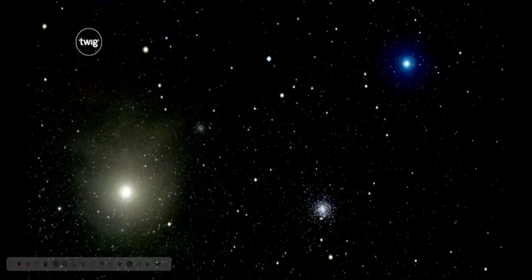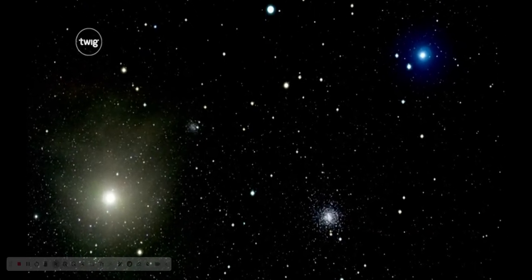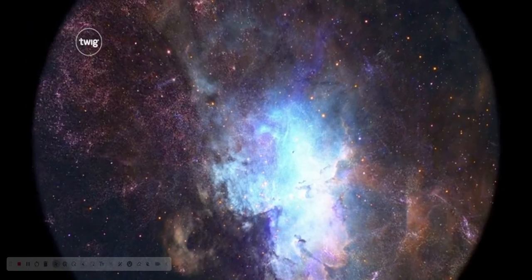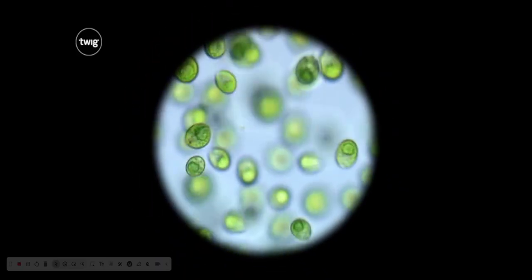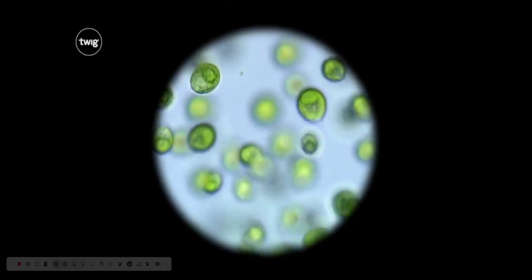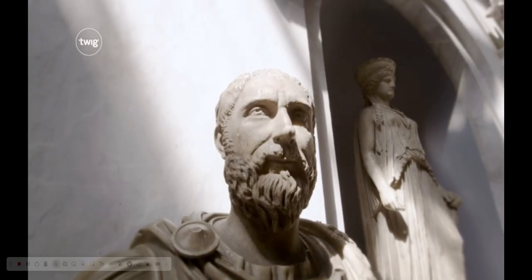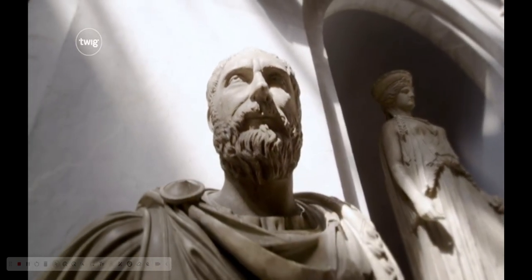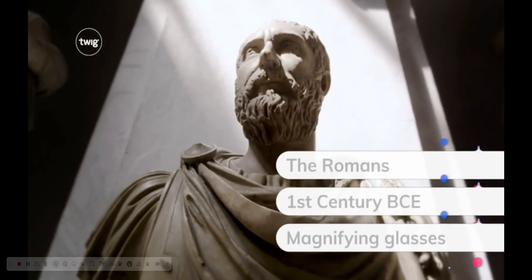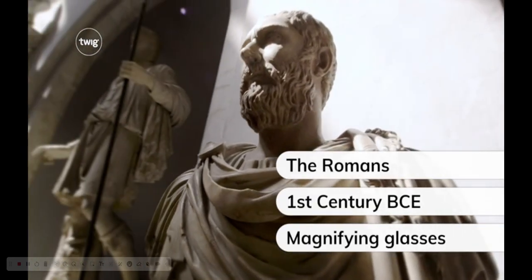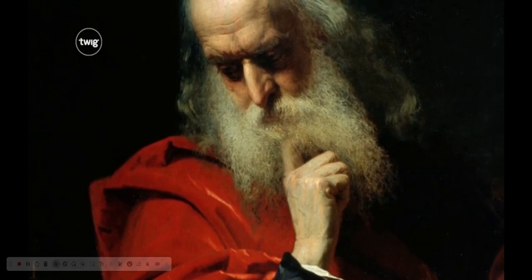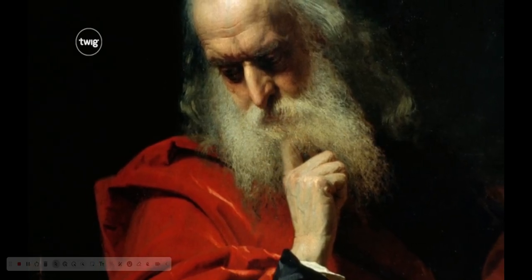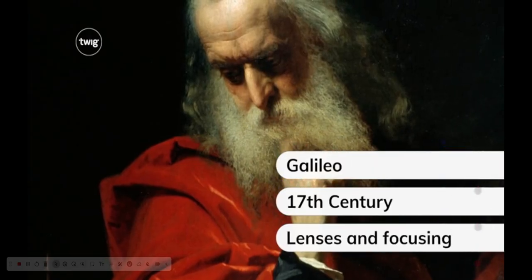While the telescope has made it possible for us to view the cosmos, the microscope has allowed us to see the smallest components of all living things. Magnifying glasses are mentioned in the writings of Roman philosophers during the 1st century BCE. But it wasn't until the 17th century that Galileo, the father of modern physics and astronomy, formulated the principle of lenses and focusing.